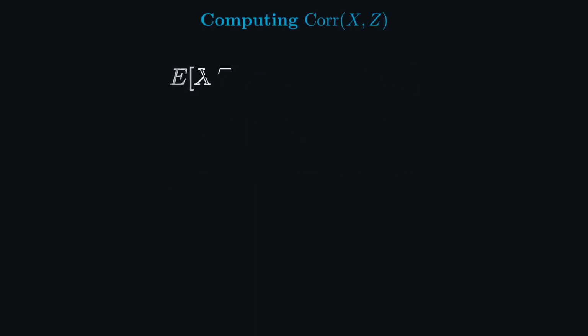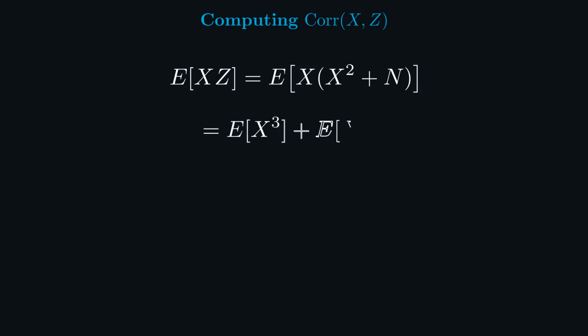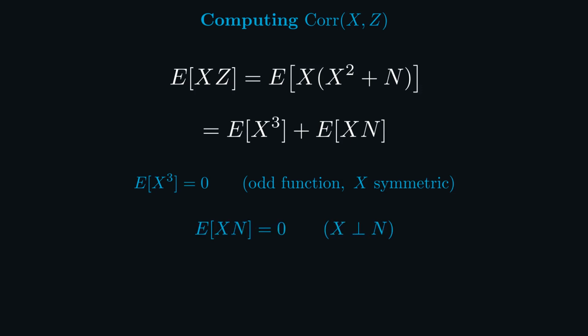Computing the correlation of X and Z, E[XZ] equals E[X(X² + N)]. Expanding, E[X³] + E[XN]. Now, x³ is an odd function, and X is symmetric about 0. So the integral of an odd function over a symmetric interval is exactly 0. All odd moments of X vanish. The cross term E[XN] is again 0 by independence. Therefore, the correlation of X and Z equals 0.